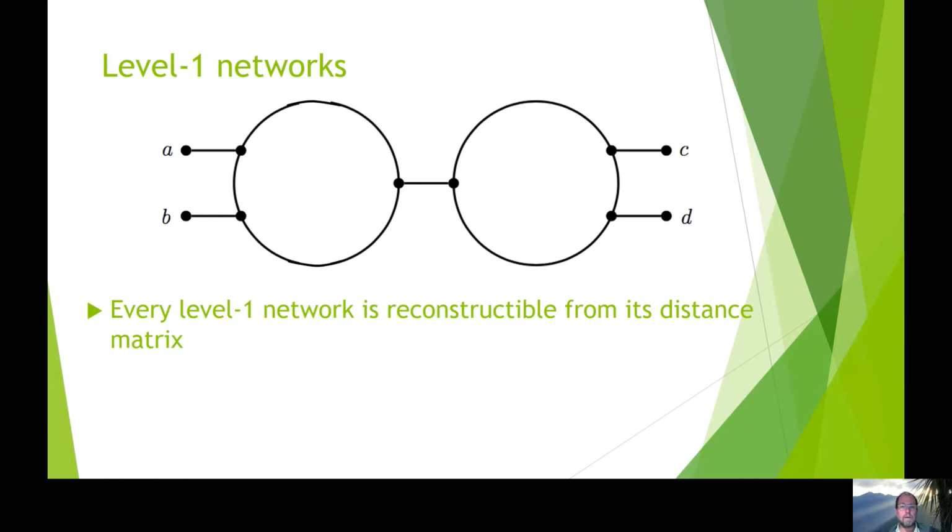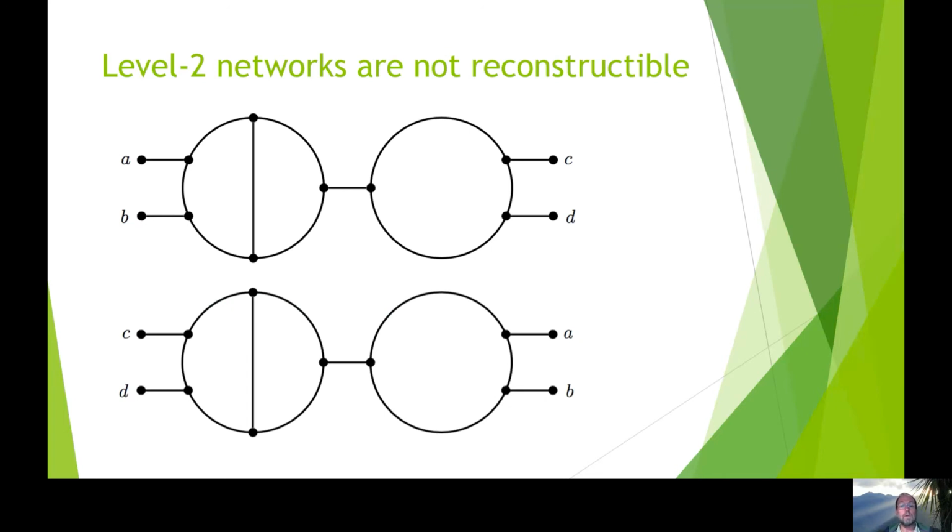If we're given the distance matrix for a level 1 network, we can actually build it back from that distance matrix. So that's all sounding very nice, at least to mathematicians who get excited about such things. But what about level 2? We hoped that would be good news too. But actually, as Leo and Yuki and I found out, even level 2 networks are not reconstructible from their distance matrices.